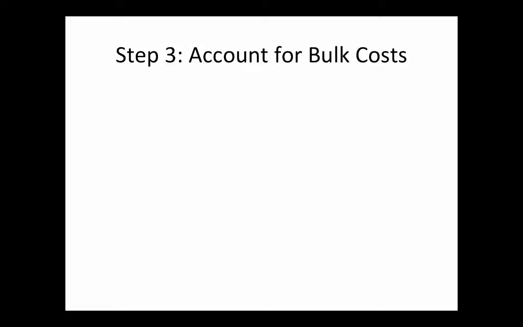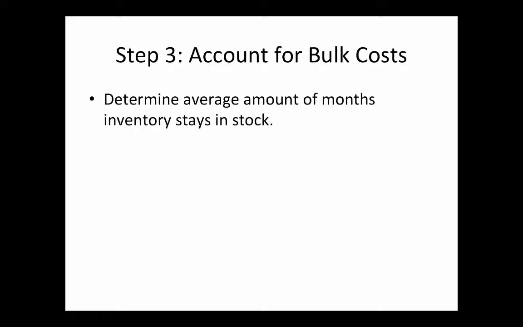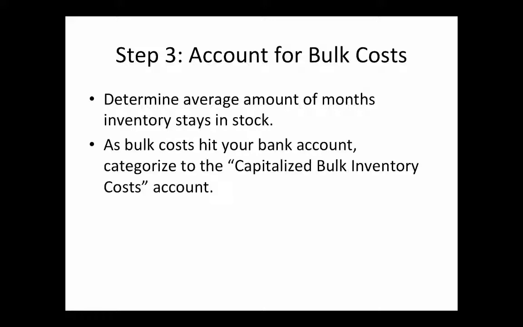Now the next step, we're going to account for these other costs. So let's call it freight and duty, for example. These are what we're going to call bulk costs. They change dynamically from unit to unit. It's almost impossible to keep track of that. The first step in this process is I want you to determine how long your inventory stays in stock on average. So what I find is most of my clients buy inventory for about 2 months' worth of stock or 3 months' worth of stock, some just 1 month. Whatever the case is, determine the average amount of months that inventory will stay in stock.